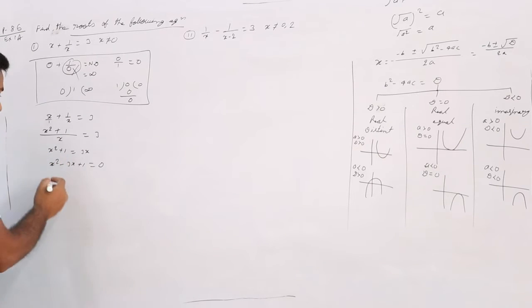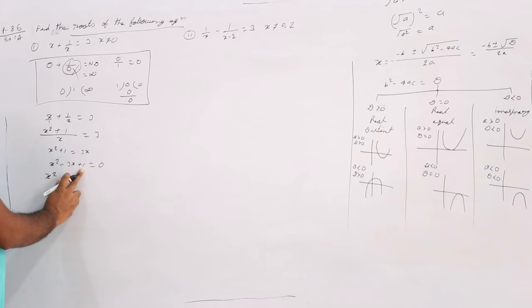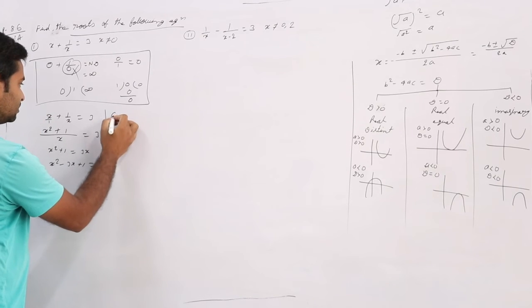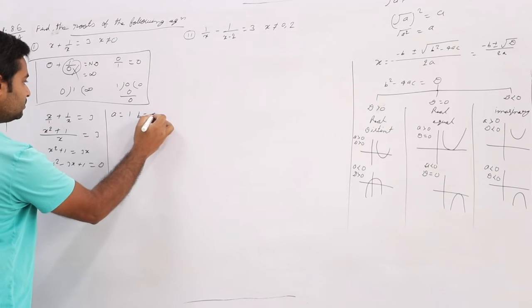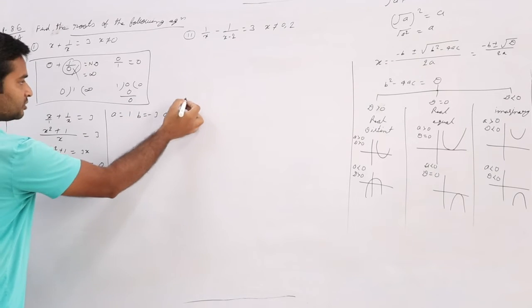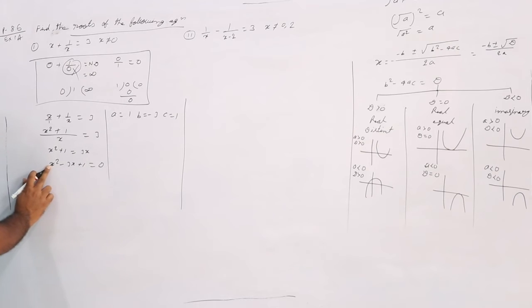So x square, I required here plus 1. Which formula do you want to apply? Babaji, sir? Okay, apply that only. So a is equal to 1, b is equal to minus 3, c is equal to plus 1. Yes or no?